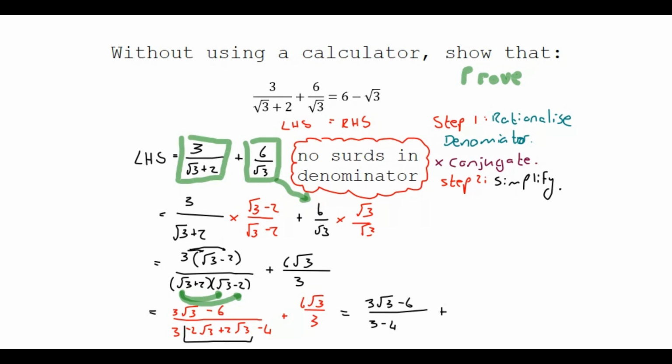Now, cool thing here, when dealing with something like 6 root 3 over 3, I want you to imagine the root 3 becoming an x. 6x over 3. How would you simplify that? Well, you would divide the coefficients. 6 divided by 3 equals 2x. I want you to do the same thing here. 6 divided by 3 there is 2 root 3.